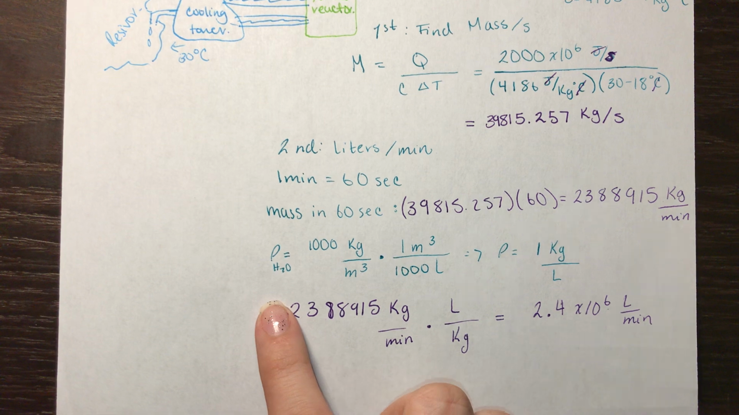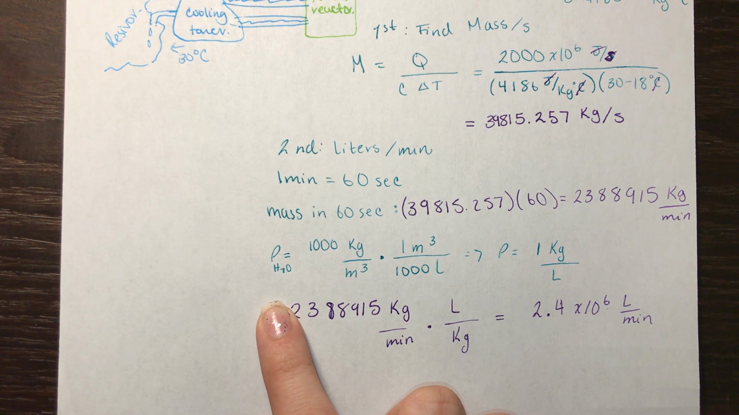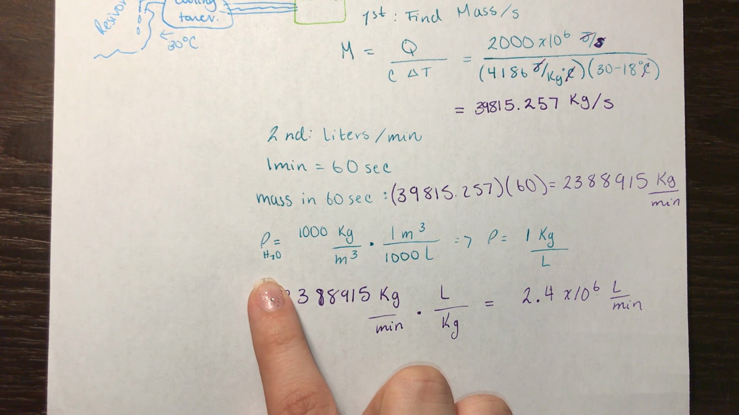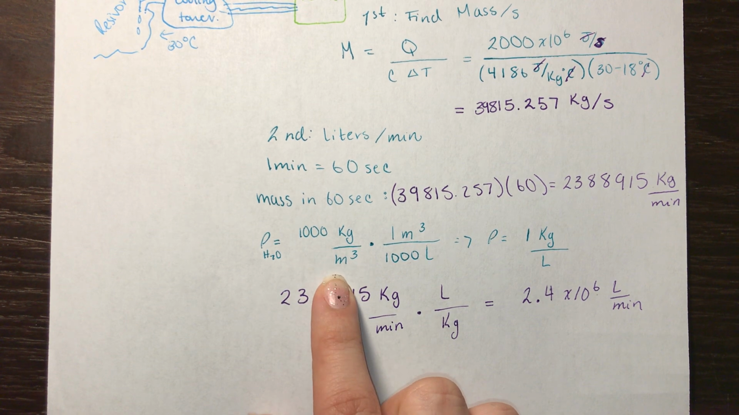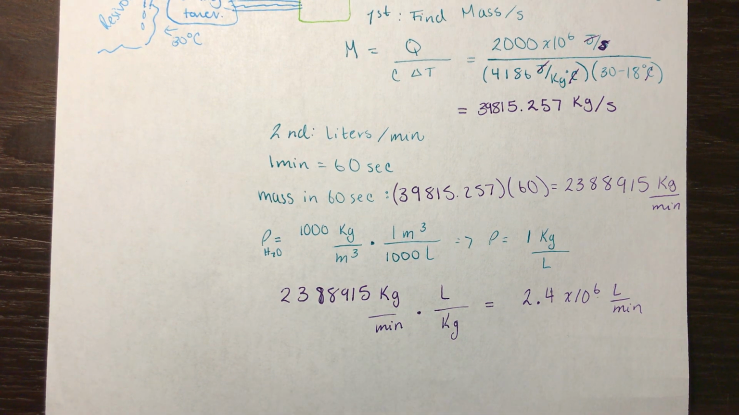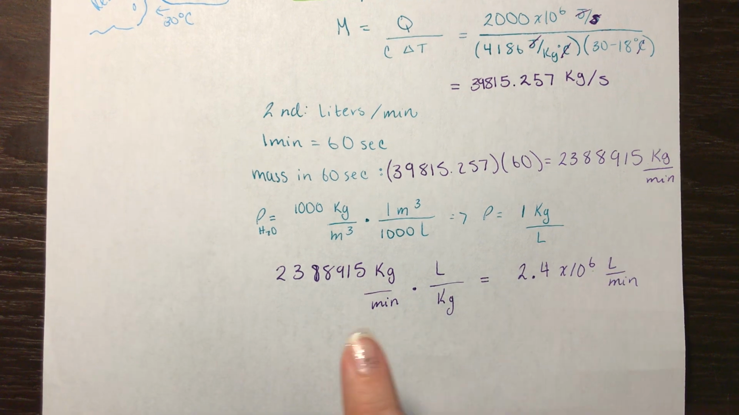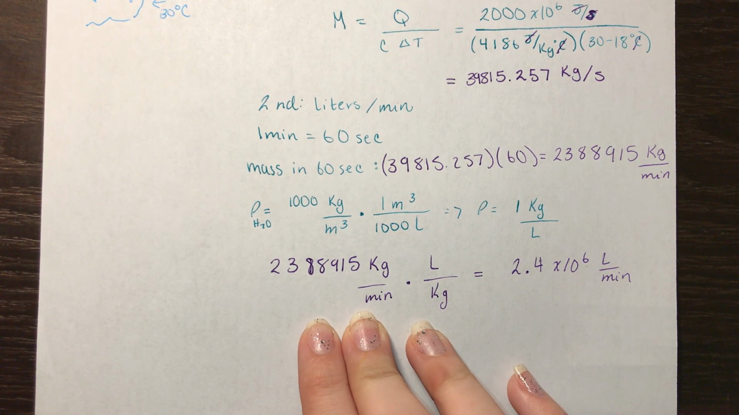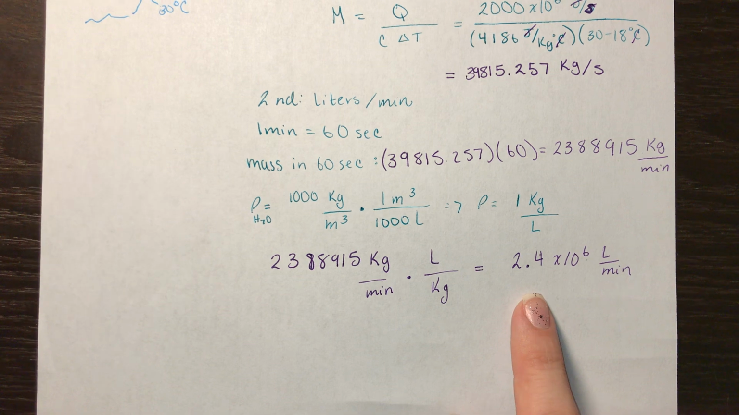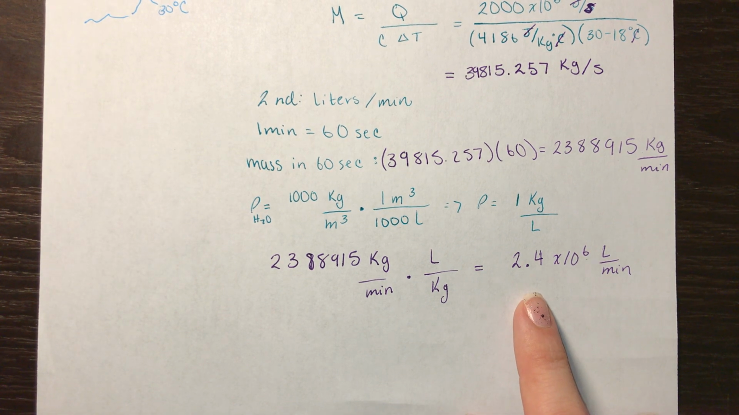And now we're using its density. We want to convert it to liters per minute. So we know that the density of water is 1,000 kilograms per meter cubed, and every meter cubed has 1,000 liters in it. So essentially the density is 1 kilogram per liter. So now we just simply convert our value found, and we arrive at the conclusion that per minute there is 2.4 times 10 to the 6 liters of water being pumped out through the reactor.